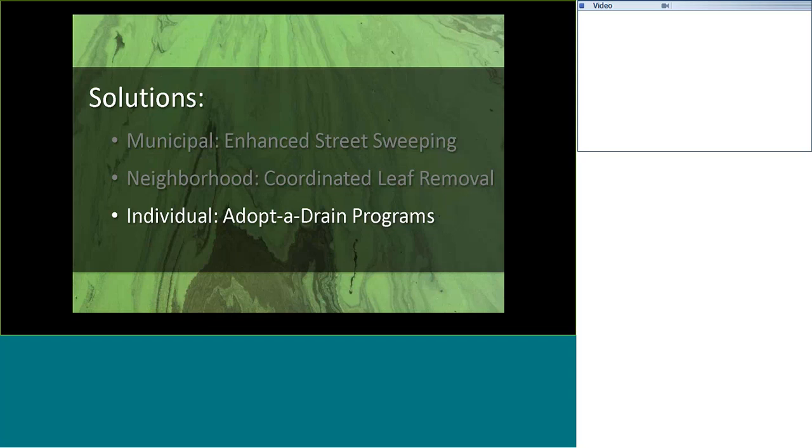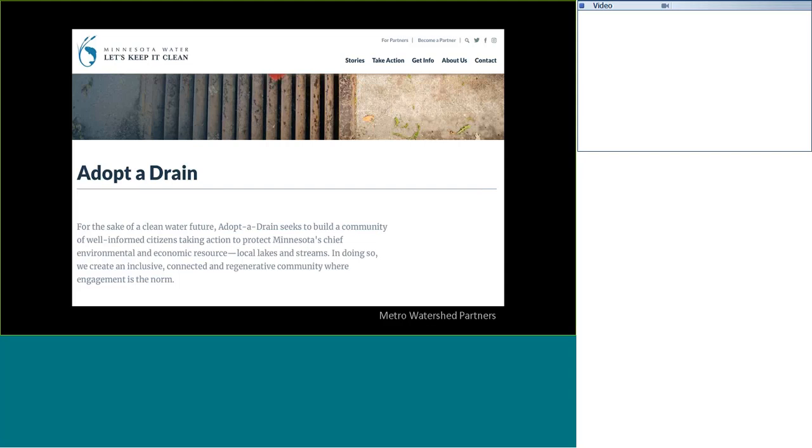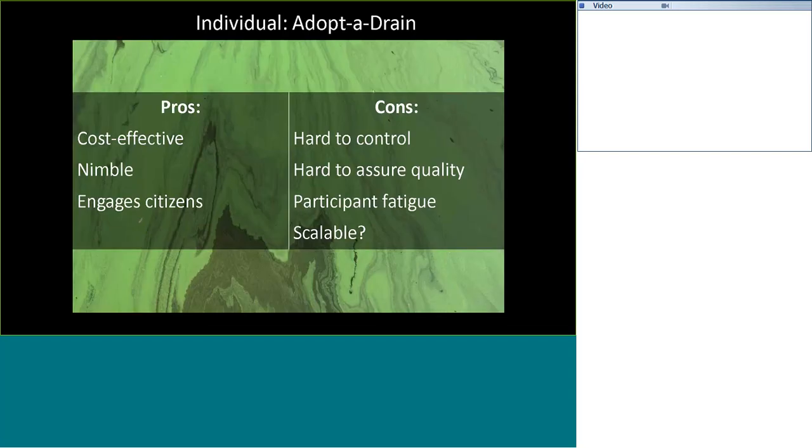And then finally, I wanted to mention individual adopt-a-drain programs. So there's been a lot of encouragement of individuals to adopt a drain, so basically to choose a drain that's close by to their home and keep that drain clear of debris. So I wanted to just talk about some of the pros and cons of these individual efforts. On the pro side, again, it's cost effective and nimble and engages citizens the same way that the neighborhood efforts do. On the con side, again, it's very hard to control whether, when, and where this happens. It's also hard to assure quality.